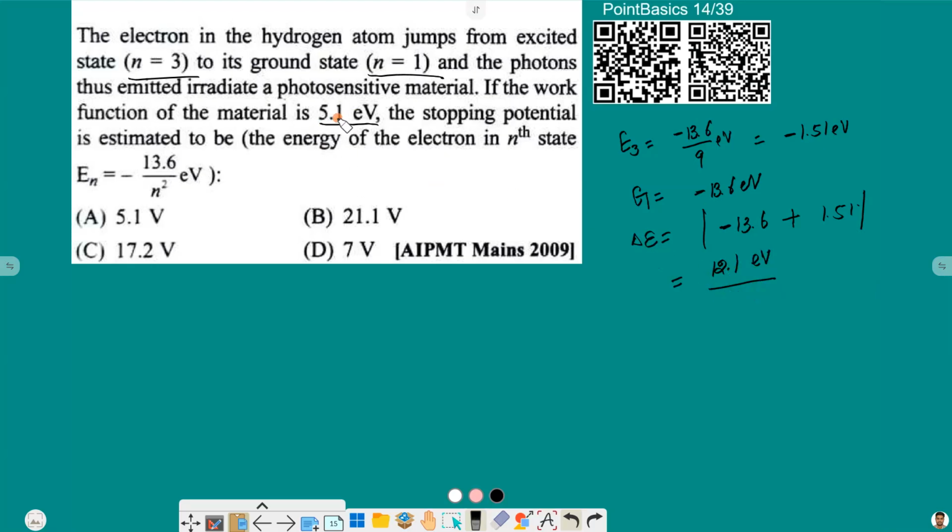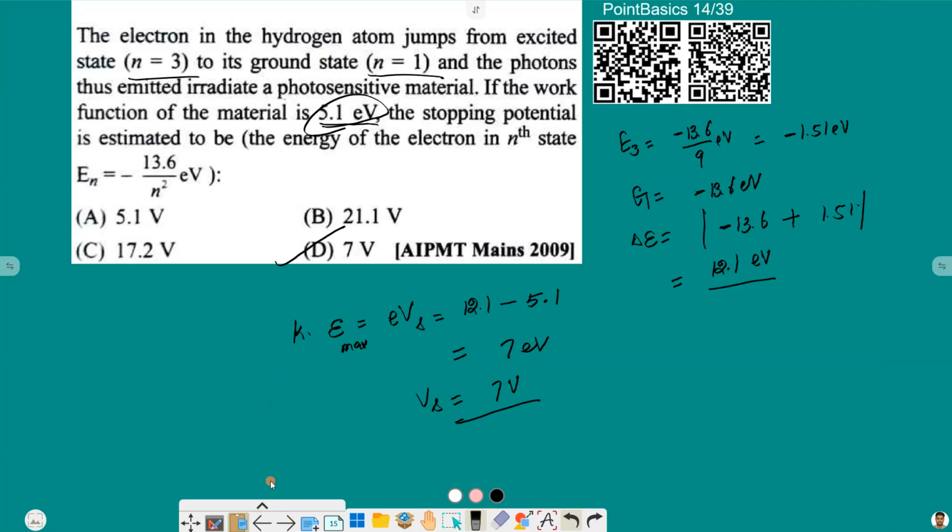Now the work function of the material is 5.1 electron volt. So the maximum kinetic energy of the emitted electron, which is also equal to e times the stopping potential eVs, will be equal to 12.1 minus 5.1, that is 7 electron volt. So from this, the stopping potential will be 7 volt. That is option D for us.